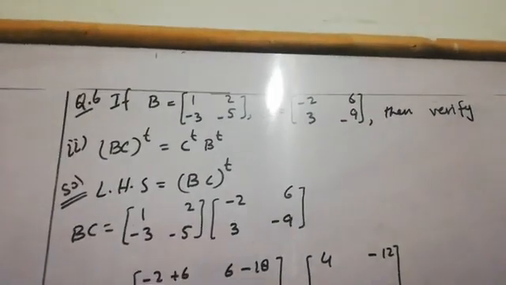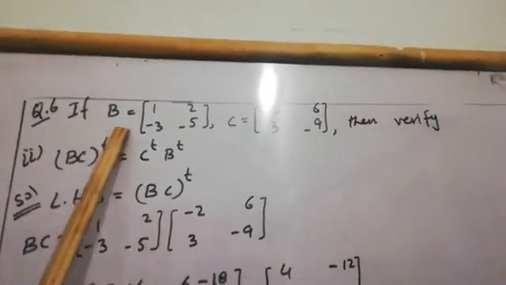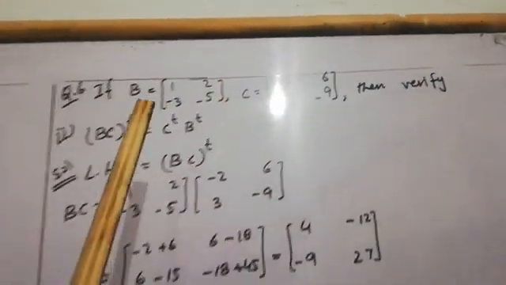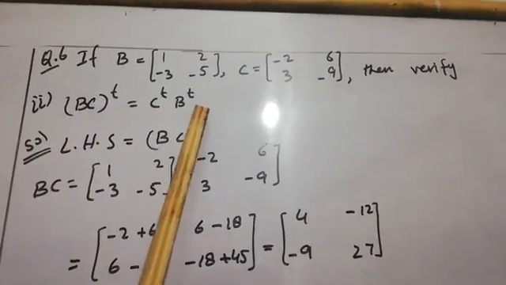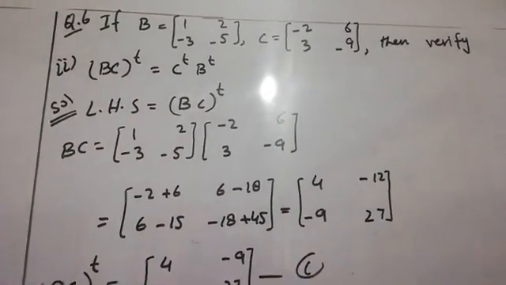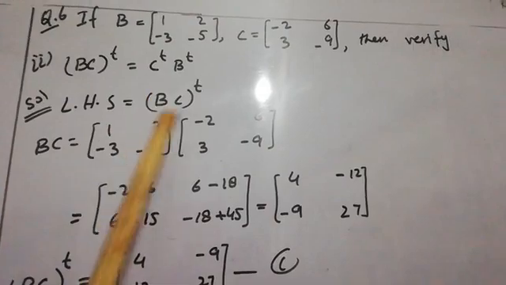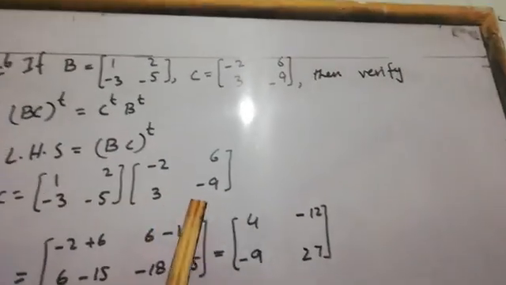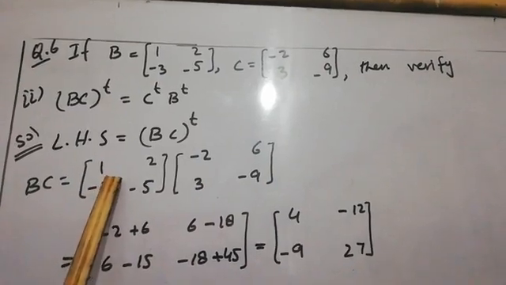Dear students, now we are going to solve the last question of this exercise. Exercise question number 6. If B is equal to this and C is equal to this matrix, then we will verify BC whole transpose equals C transpose into B transpose. First of all, we will consider the left hand side, which is equal to BC whole transpose. First we will find the product of B and C. Write the values of B and C carefully, and we will multiply their product.